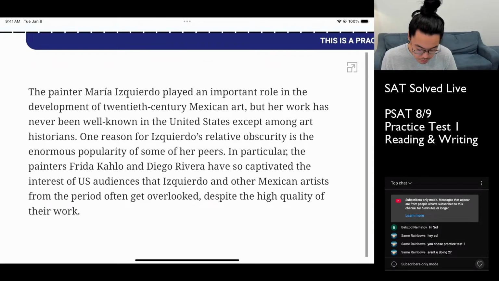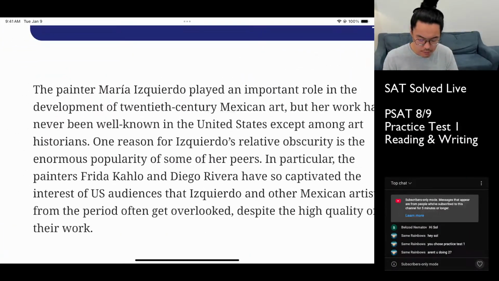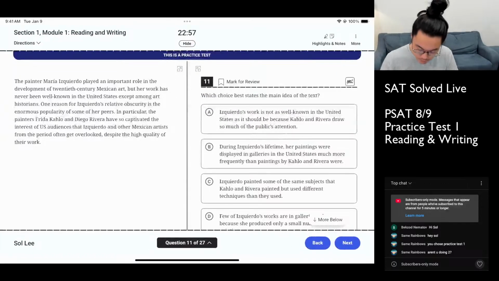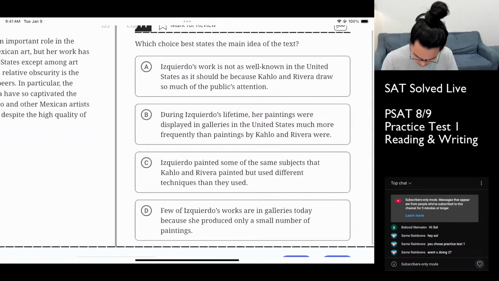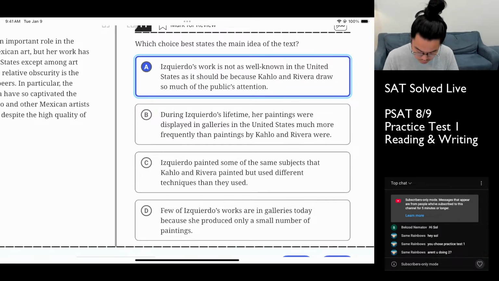The painter Maria Izquierdo played an important role. Never known. One reason for the lack of the underratedness is the popularity of her peers. Okay, main idea is that Maria Izquierdo is unknown because of everyone else's popularity. That's the main idea. Unknown. Where's unknown? Not well known.